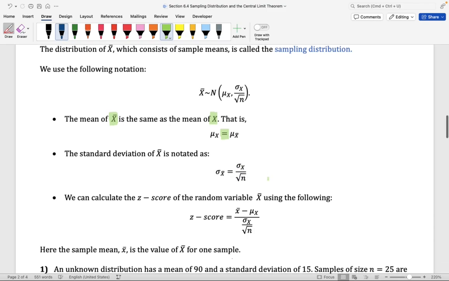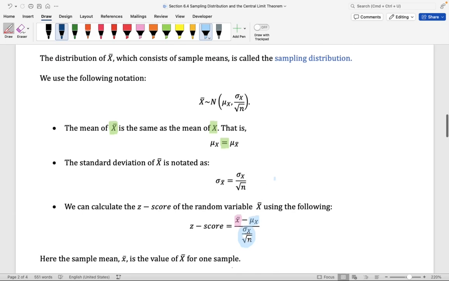If we wanted to calculate a z-score, we would take one of the observations coming from the x bar distribution. That would be a little x bar. Then we would subtract the mean and divide by the standard deviation of the distribution. Again, here the standard deviation of the distribution x bar is sigma of x divided by the square root of n. Let's go ahead and look at an example.